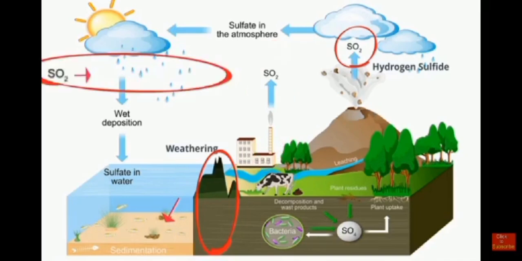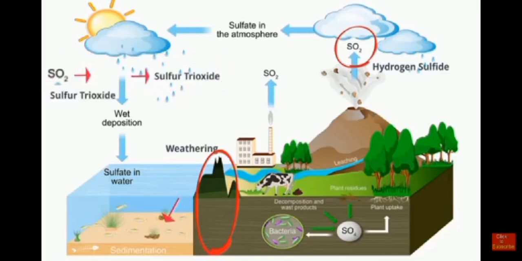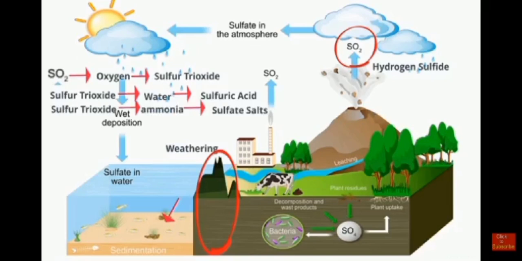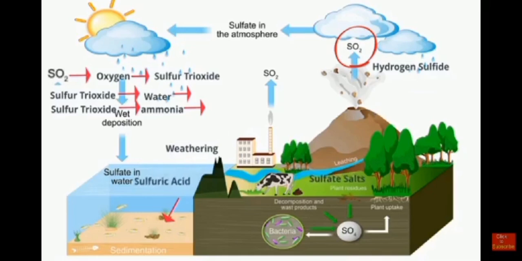Sulfur dioxide reacts with oxygen in the atmosphere and creates sulfur trioxide. The sulfur trioxide reacts with water in the atmosphere to produce sulfuric acid. Sulfur trioxide also reacts with the ammonia in the atmosphere to produce sulfate salts. The sulfuric acid and the sulfate salts fall to the earth by precipitation like rainfall.